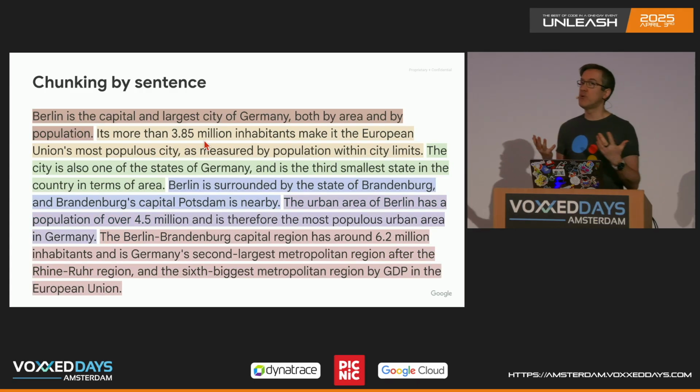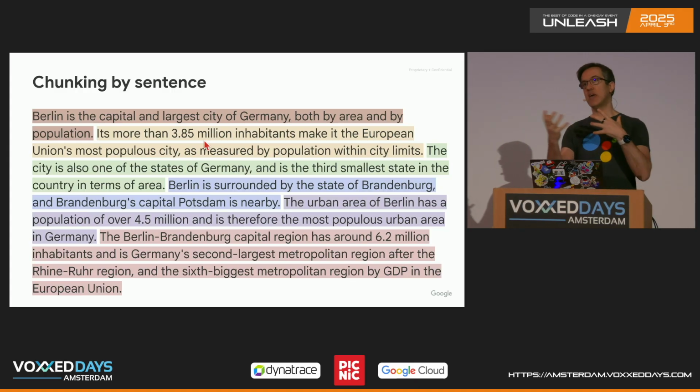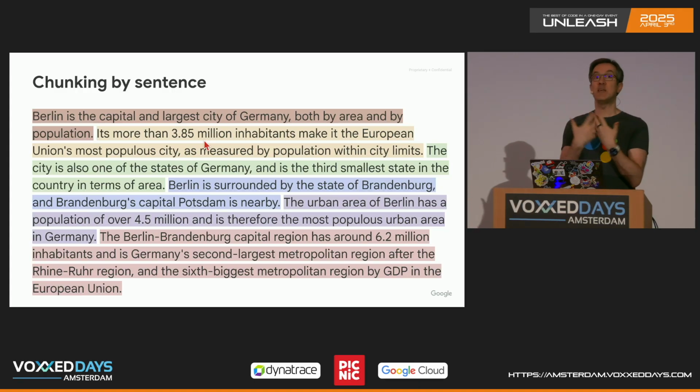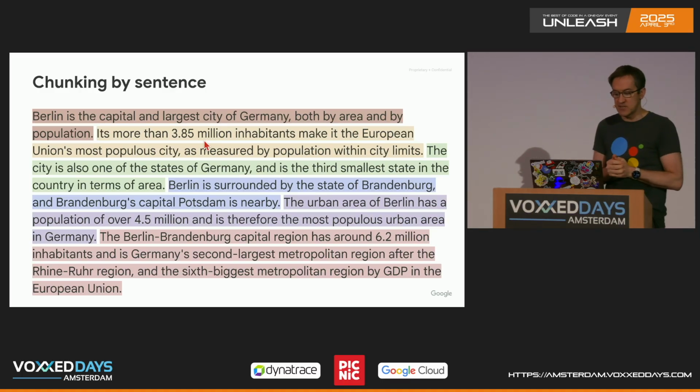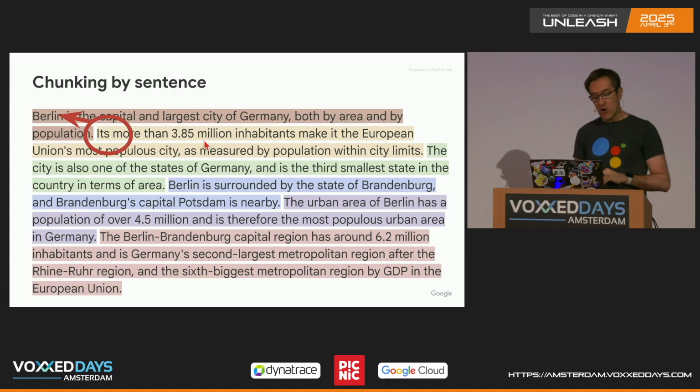Another approach, after all, human beings write sentences for a reason. It's because a sentence carries the semantic meaning that the human being intended in giving that sentence. So chunking by sentence can be a very valid way of chunking. And what's interesting here is that we, of course, don't split some information across different chunks. However, one little problem here, if we want to answer the question again, what's the population of Berlin?